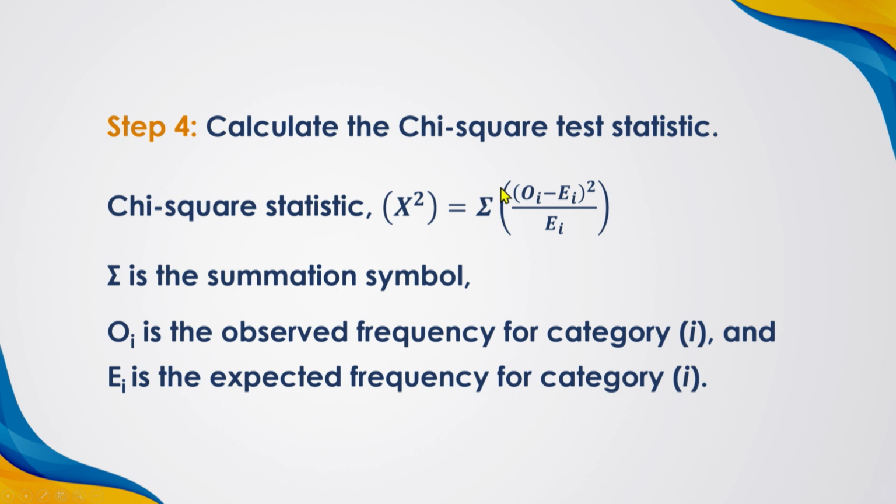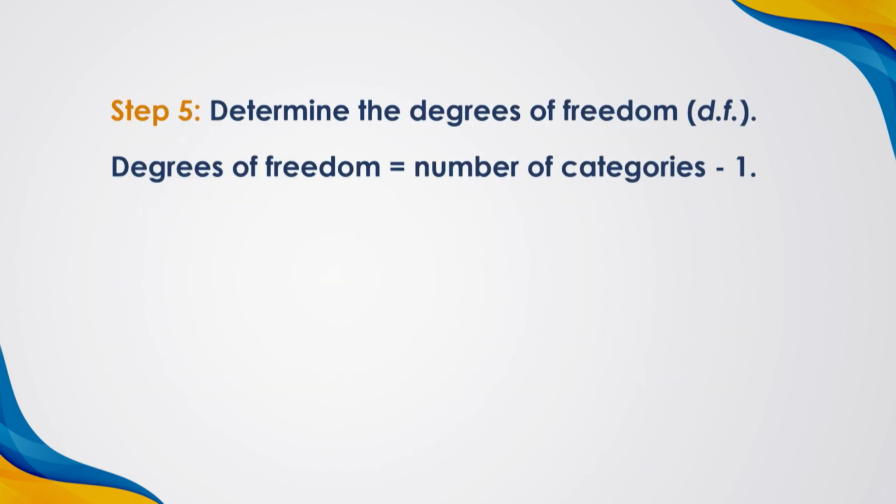Now this is your summation symbol here, where Oi is your observed frequency for category i and Ei is your expected frequency for category i. While calculating this chi-square statistic, you obtain your calculated value. Next, you need to find the degrees of freedom, which can be calculated as the number of categories minus 1, that is n minus 1.